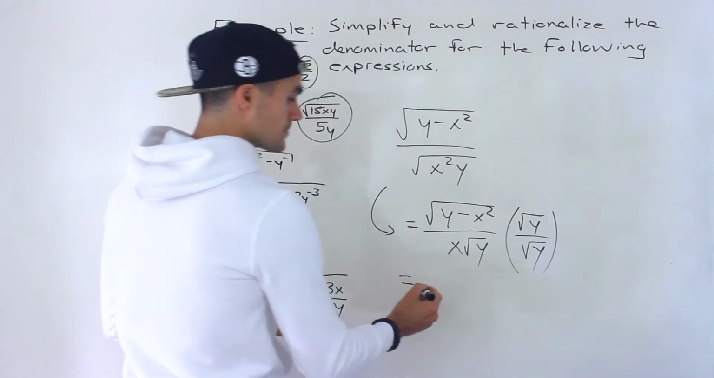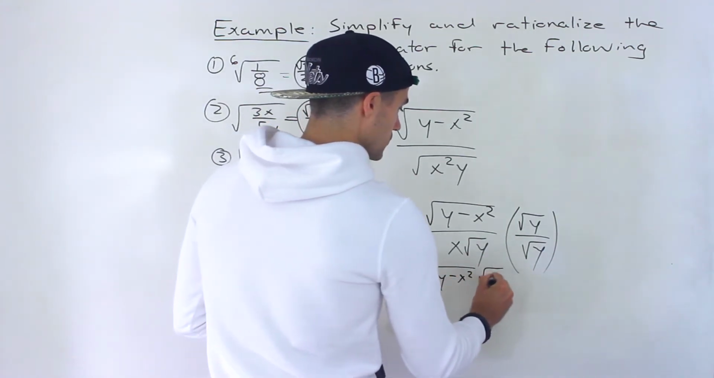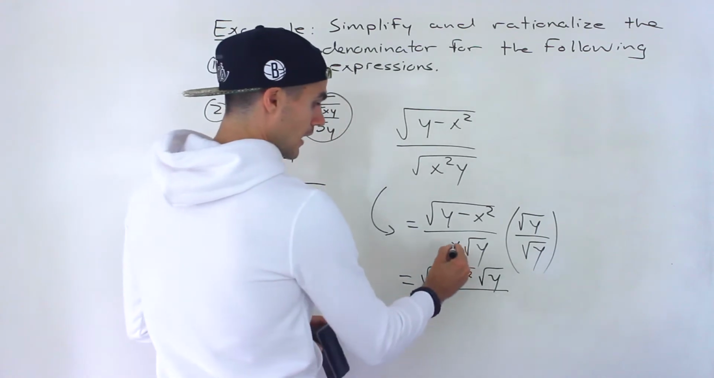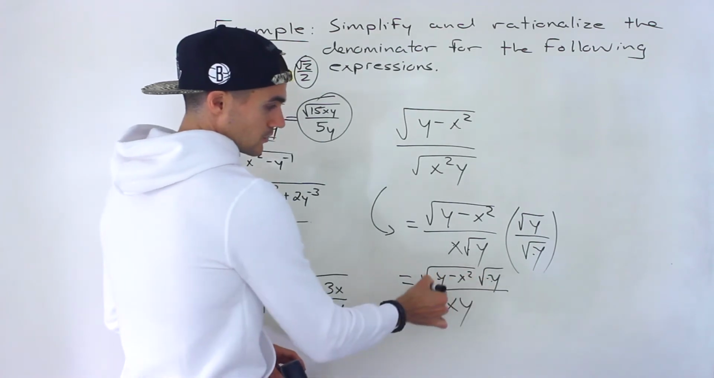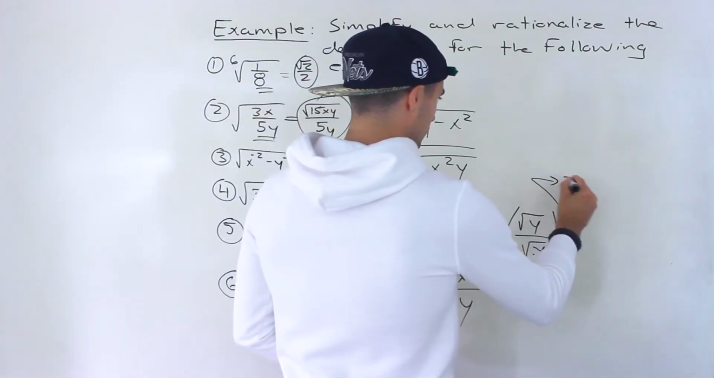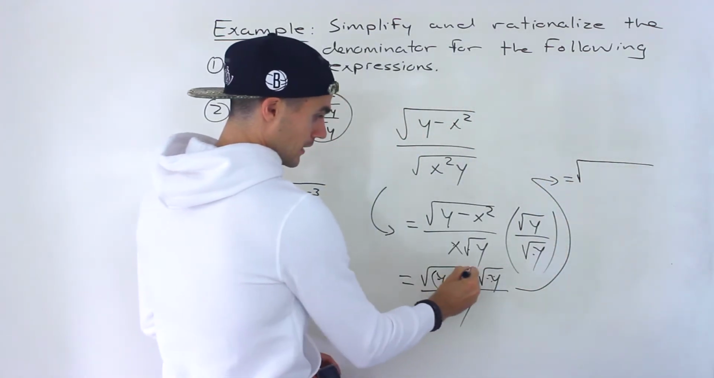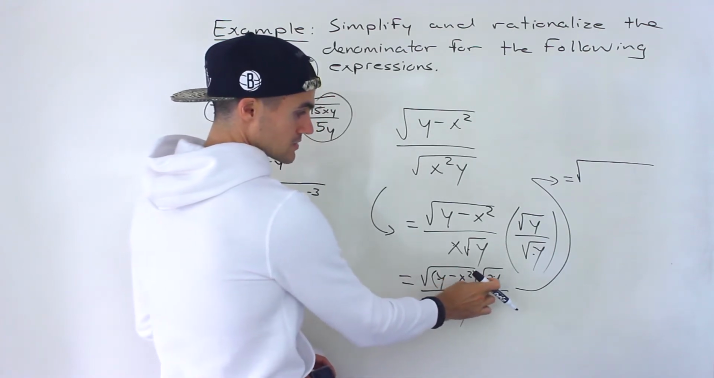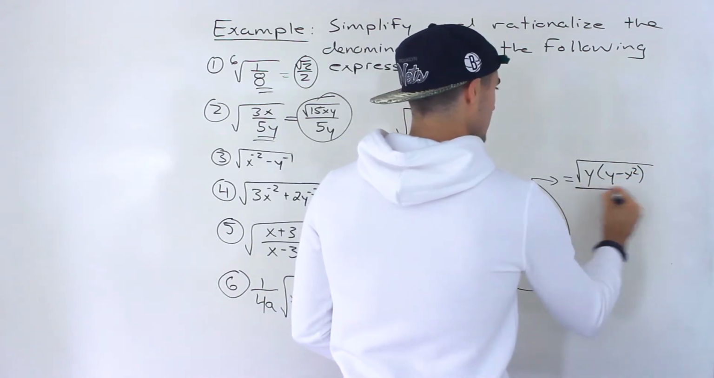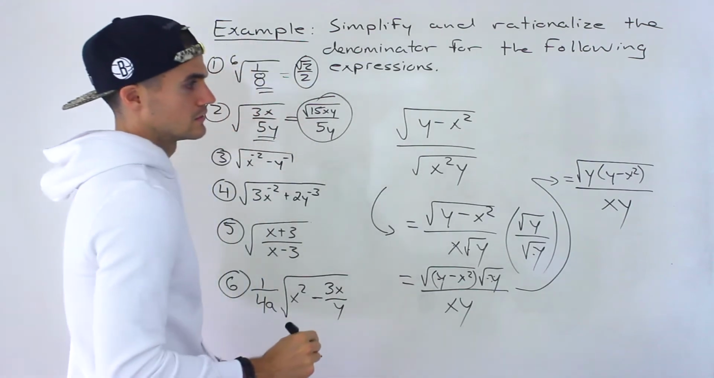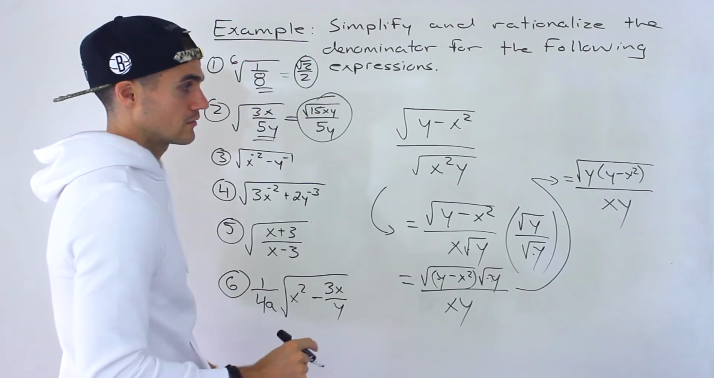So what would happen is, when we rationalize this, we would end up with the square root of y minus x squared times the square root of y. This is going to be all over x. Square root of y times the square root of y is just y. And then these two radicals we can multiply. And so we'd end up with the square root. This, and we're multiplying by this whole thing. So that's in brackets. So I'm going to put the y in front there. That's going to be all over xy, like that. So that's the actual final answer right there.